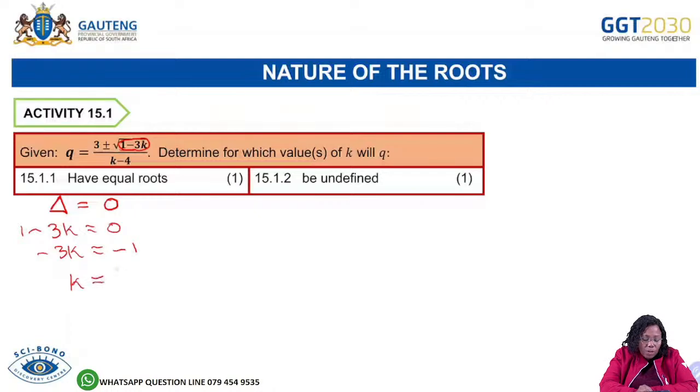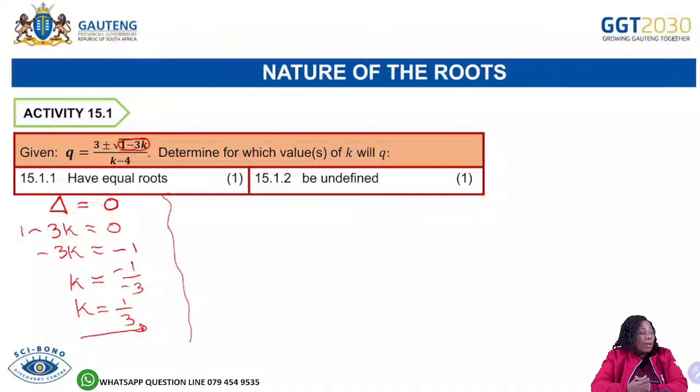K will be equal to minus 1 over minus 3, which is just 1/3. Negative divided by negative is a positive. Now determine for which values of k this expression will be undefined. Remember, a fraction is undefined when you divide by 0. That means if this part can be 0, therefore this will be undefined.